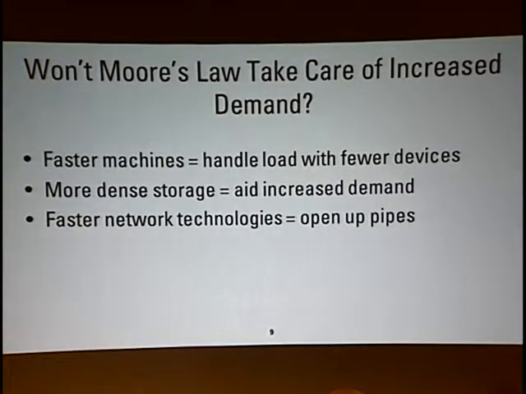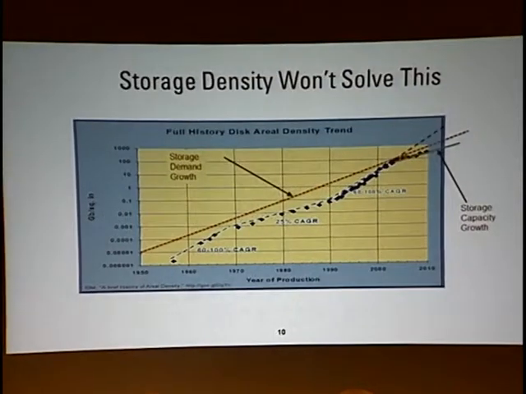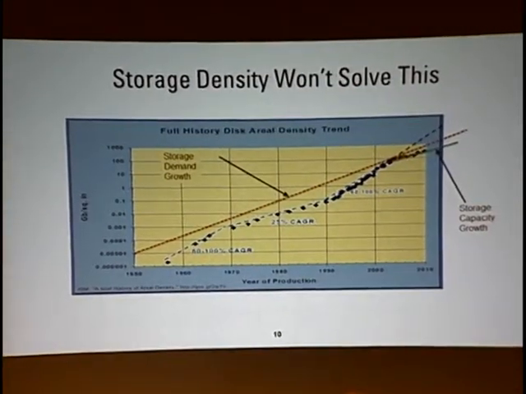Now, people say, well, Moore's Law is still in effect. You just showed a chart that said we're doubling processor speed. And we know we're doubling density on disks and things like that. Won't that take care of it? Faster machines and more dense disk and better networks? We'll be fine, won't we? Well, in the storage case, that's not going to be the case.